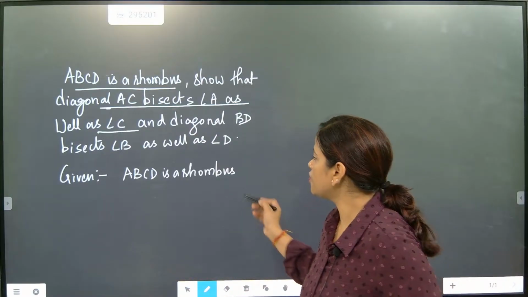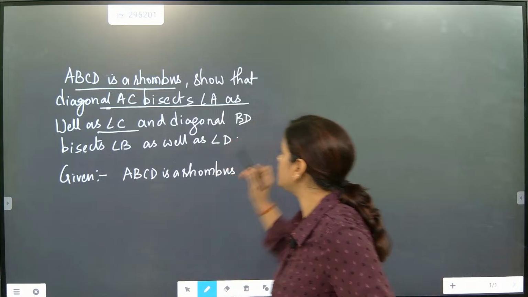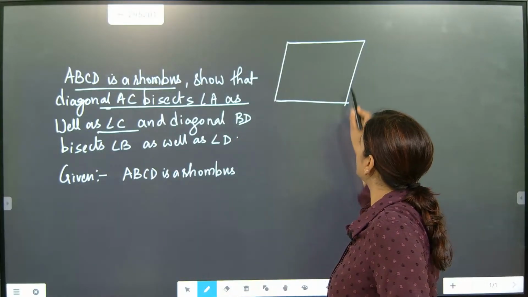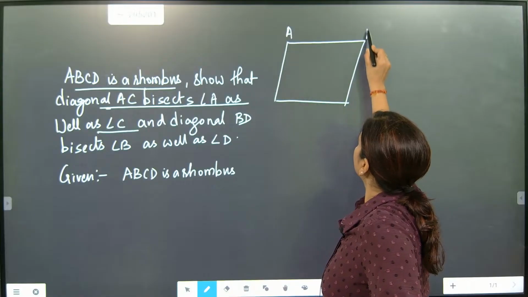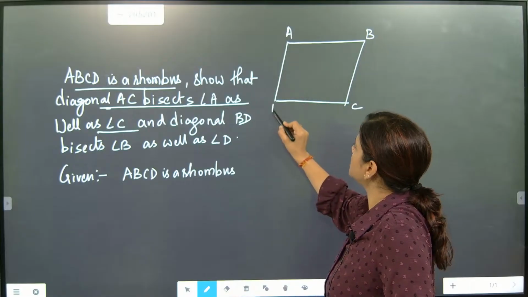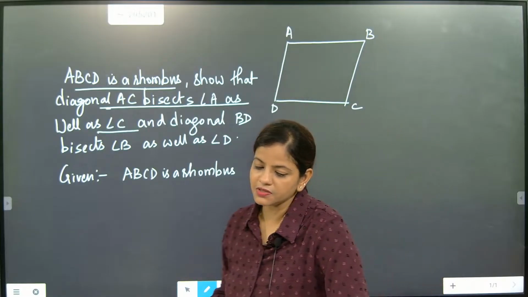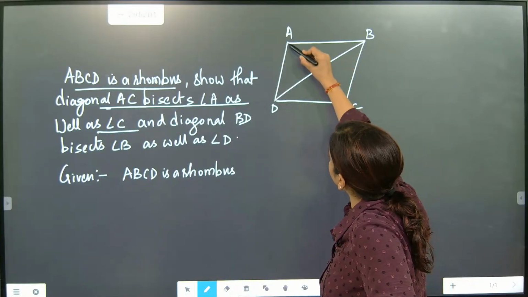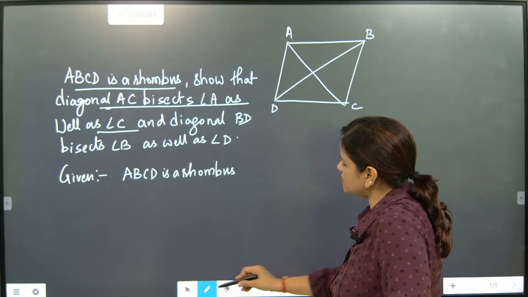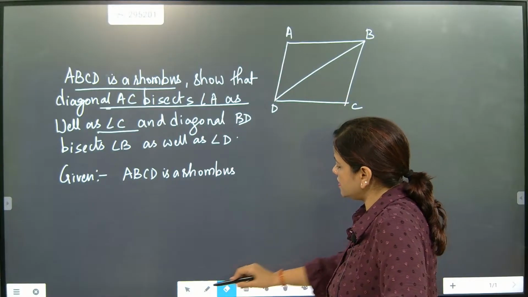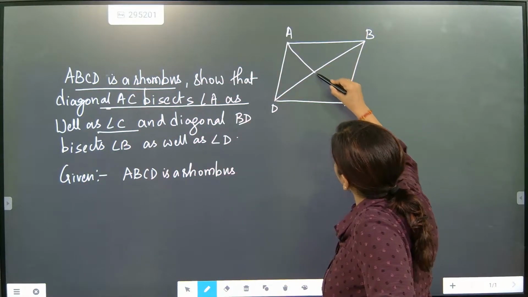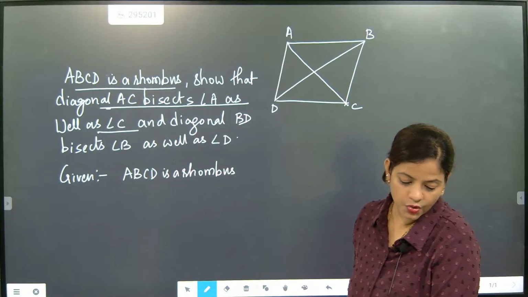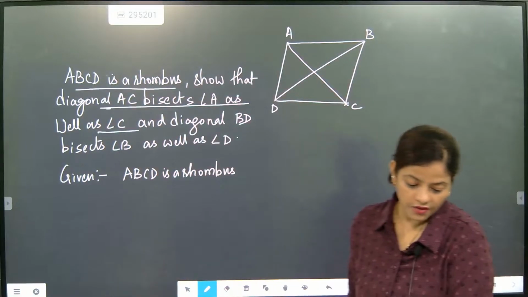Now a rhombus means all the sides will be equal. So we are going to draw this one. If it is a rhombus, then all sides will be equal. That is AB, BC, CD, DA. Rhombus means all sides are coming as equal. Got it? Fine. We are going to go with that.